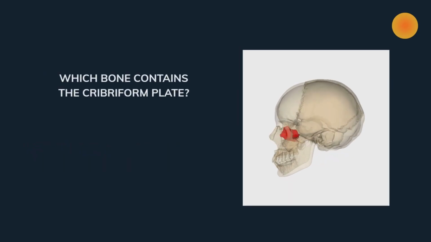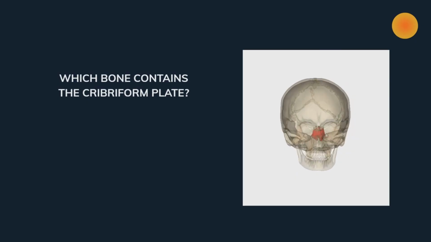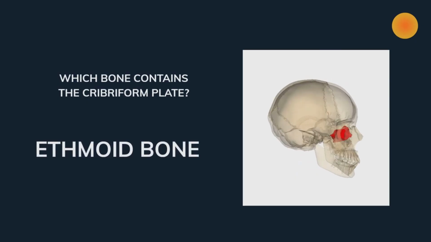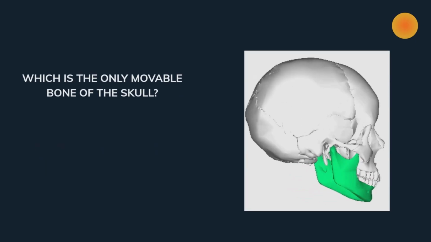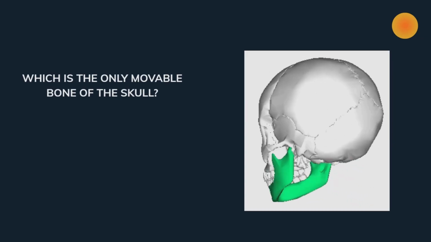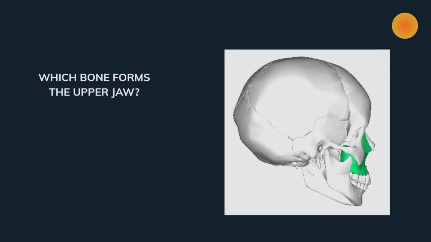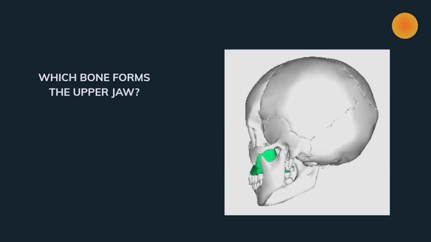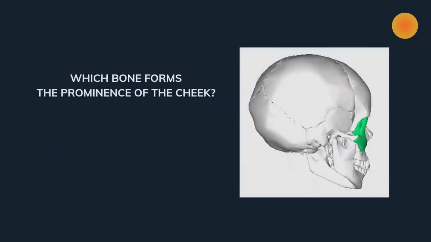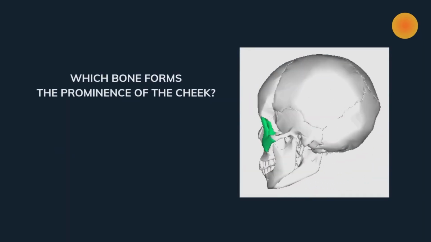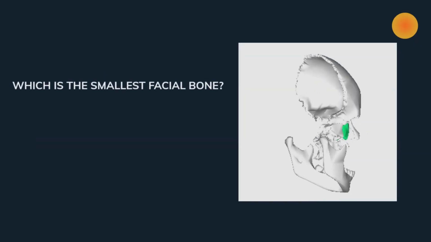Which bone contains the cribriform plate? Ethmoid bone. Which is the only movable bone of the skull? Mandible. Which bone forms the upper jaw? Maxilla. Which bone forms the prominence of the cheek? Zygomatic bone. Which is the smallest facial bone?